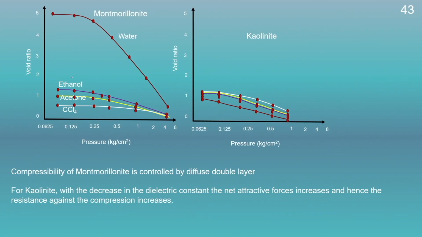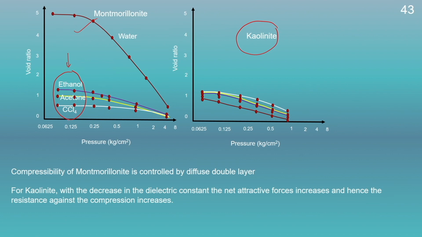Since the diffuse double layer thickness gets affected by the different salts or the dielectric constant, if we change the pore water in the soil, we could see different compressibility behavior of montmorillonite. Similarly, we could see also different compressibility behavior of kaolinite. Since the compressibility of montmorillonite is controlled by the diffuse double layer thickness, here we could see with decrease in the dielectric constant, the diffuse double layer thickness gets decreased. Therefore, the compressibility of montmorillonite will also get decreased.